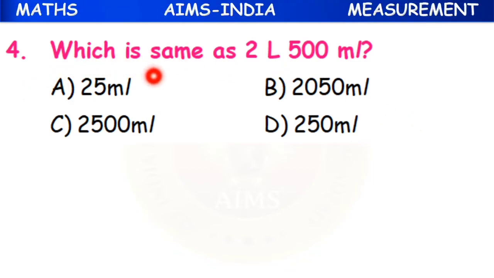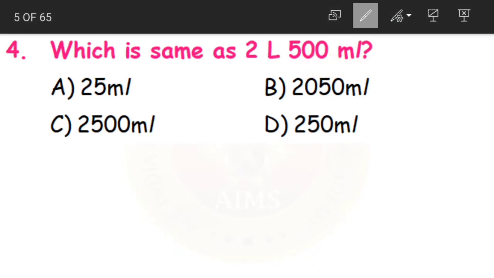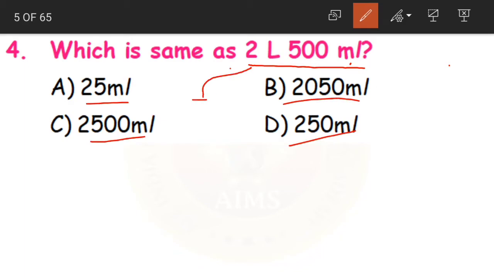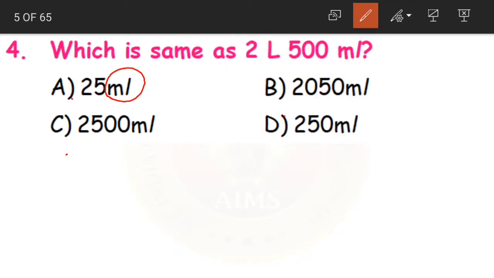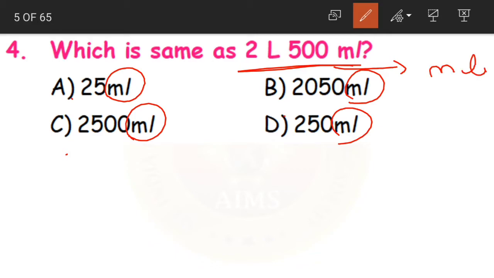Coming to question 4, which is the same as 2 liters 500 milliliters. So what should we do? In the given question, we have a measurement, that is 2 liters 500 milliliters. Now we have to find another quantity from the given options which is the same as 2 liters 500 milliliters. If you look at the given options, options A, B, C and D are completely in milliliters. That means we have to convert our given quantity into milliliters.